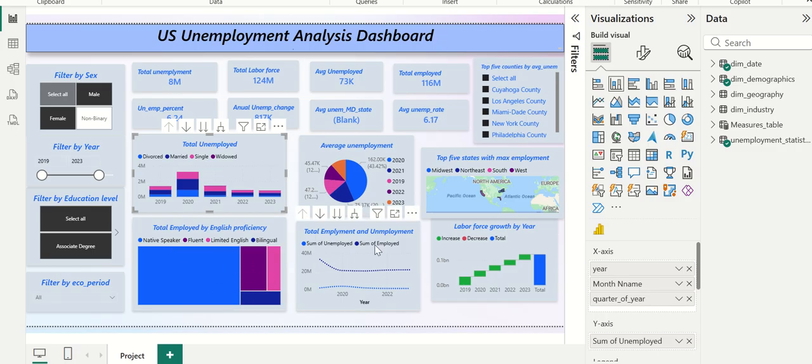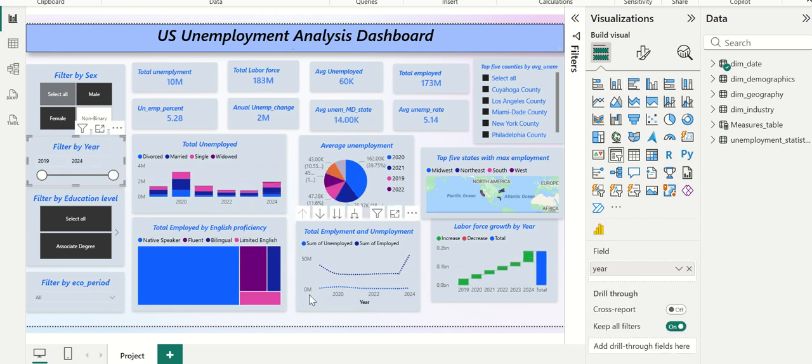Here there is a comparison between employed and unemployed people in different times. So this is the total number of unemployed people, while this one is the total number of employed people. So this one shows the unemployment is just increasing or decreasing at some time, while the employment is almost constant.